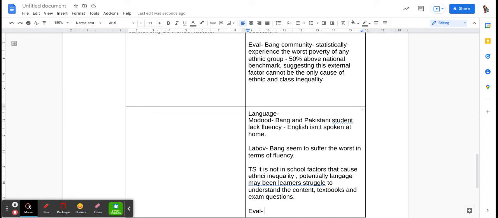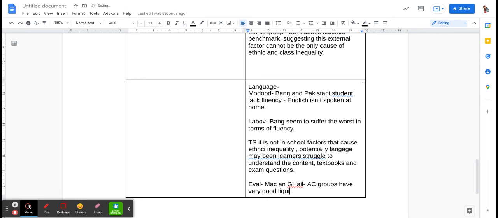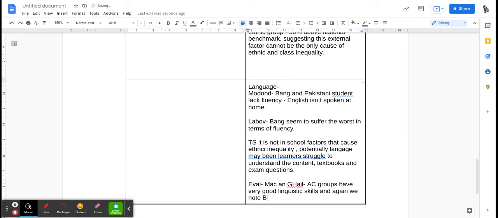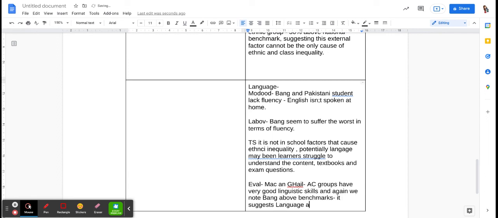However, Mac an Ghaill notes that Afro-Caribbean groups have very good linguistic skills. And again, we note that Bangladeshi students are above benchmarks. That's why the stats are really important. It suggests language cannot be the only or the main reason for ethnic inequality in education.